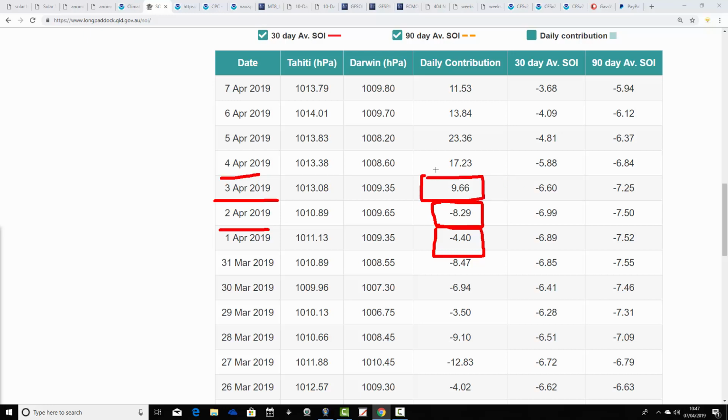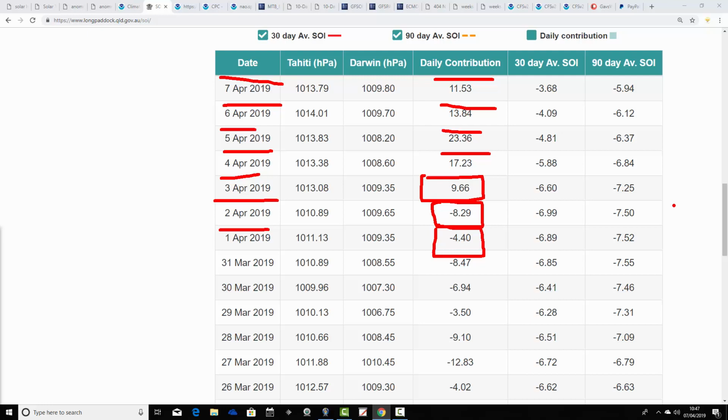+9.66. That's the atmospheric state swinging into more of a La Nina type setup. And then we go through to the 4th of April at +17.23, very positive. 5th of April goes even more positive to +23.36. And then the 6th of April comes out at +13.84. The final day that we've got for the SOI is the 7th of April. Of course, they're ahead of us in Australia, so 7th of April has already occurred down there. And they're at +11.53. So during the first week of April, the SOI has swung into a positive phase.